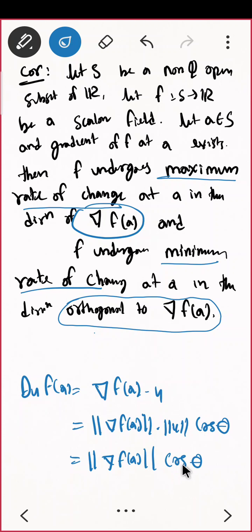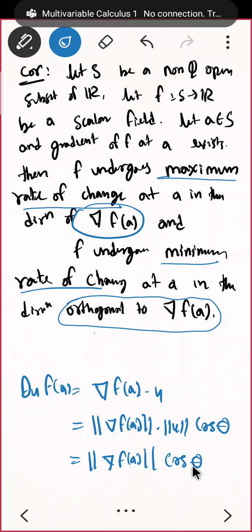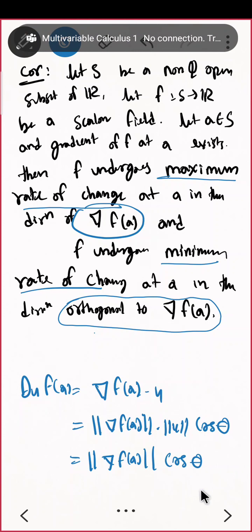It is just depending on theta. So from this it is clear that, whatever I have written above, maximum is when cos theta is maximum, which is when theta is 0. And minimum is when theta is 90.